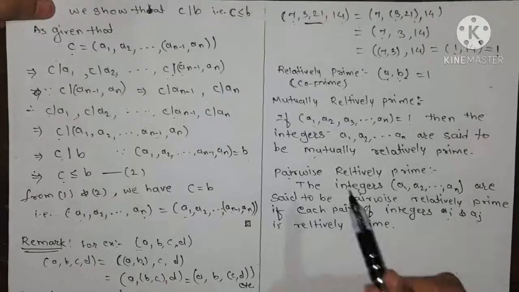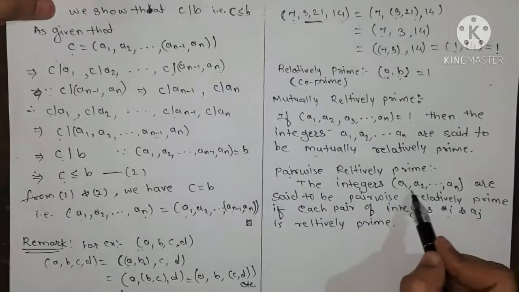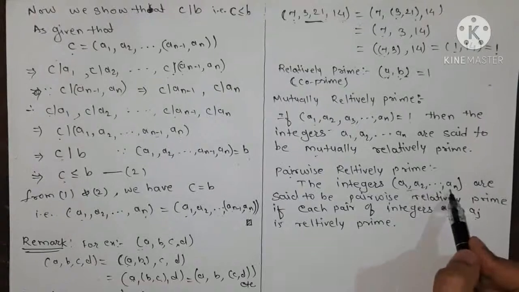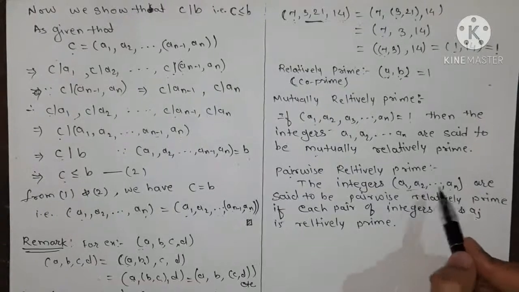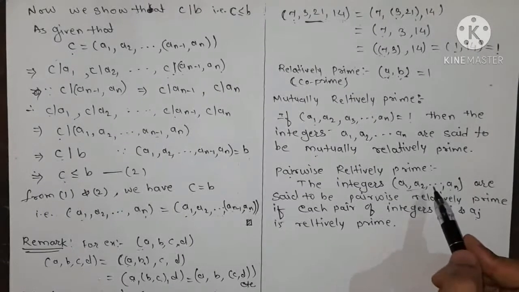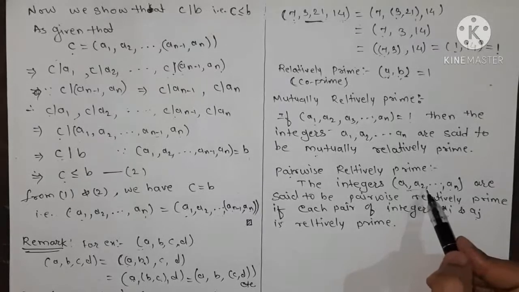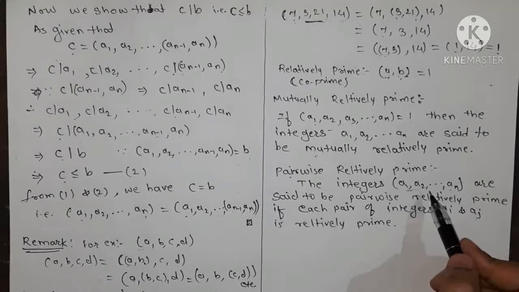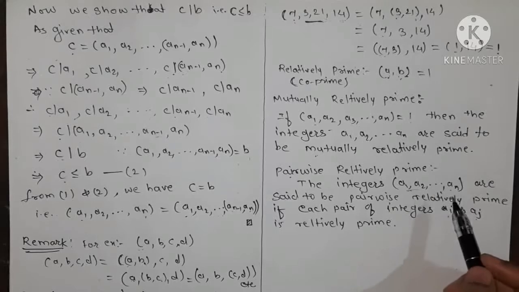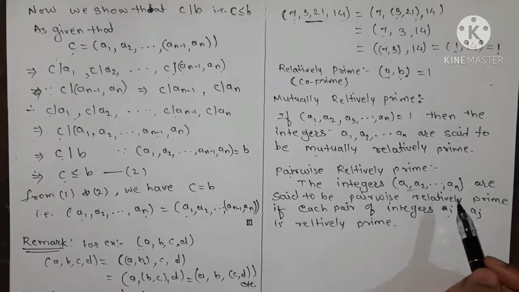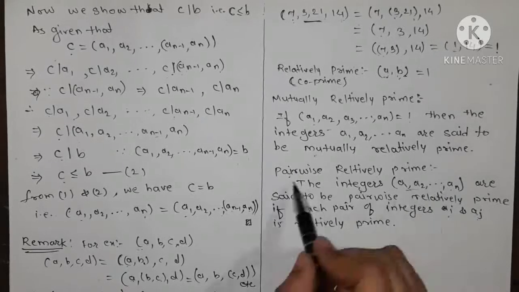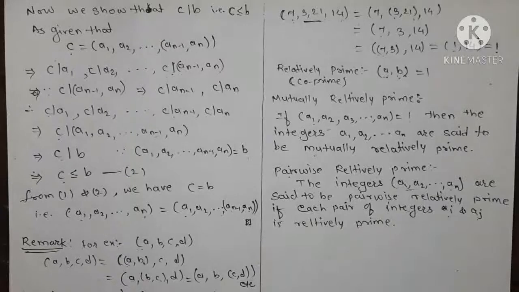That is, if we take any two integers from this set, we take a pair of integers, that is, a2, a3, or a1, a3, or a2, a4, any pair. And if the pair of these two integers is relatively prime, that is, their GCD equals 1, then they are called pairwise relatively prime integers.